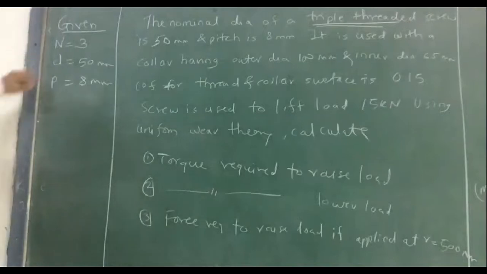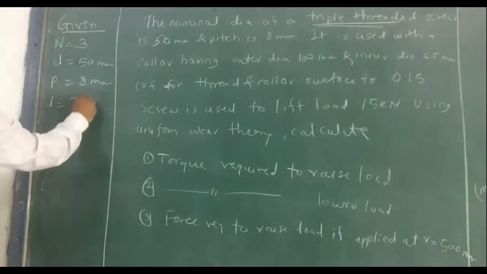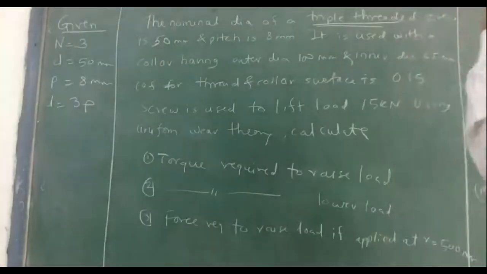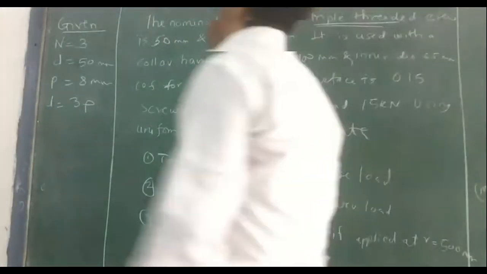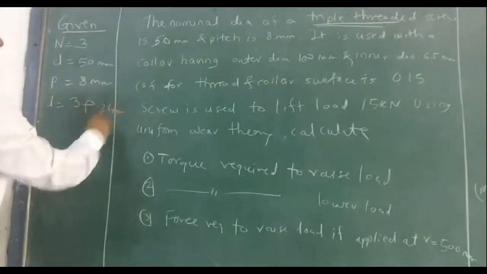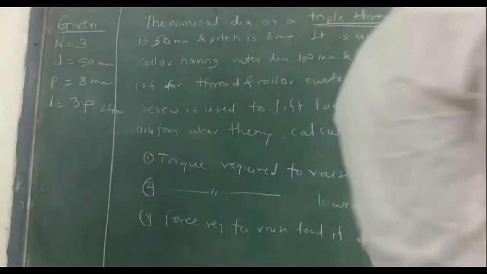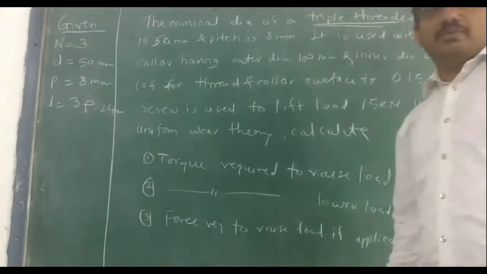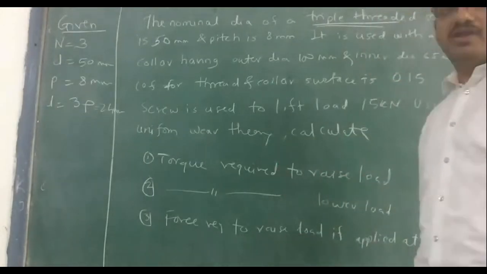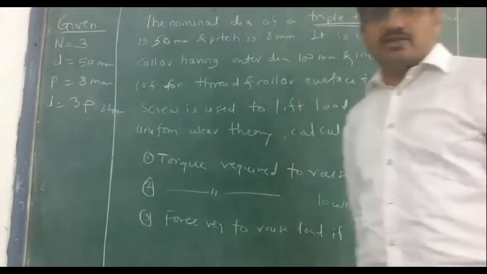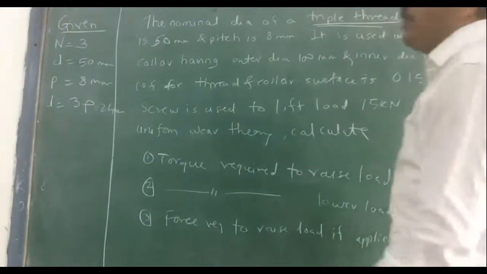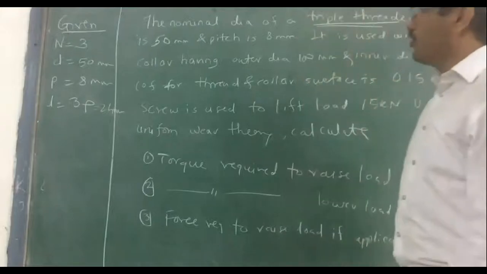Now we know the lead L. L is 3 times the pitch, since it is a triple-start screw. So in this case L will be 24 mm. Now we need to know the mean diameter. Mean diameter is equal to nominal diameter minus 0.5 of pitch. So we now know the mean diameter of the screw, and we know the lead and pitch. All the information we have, so with this we'll proceed.